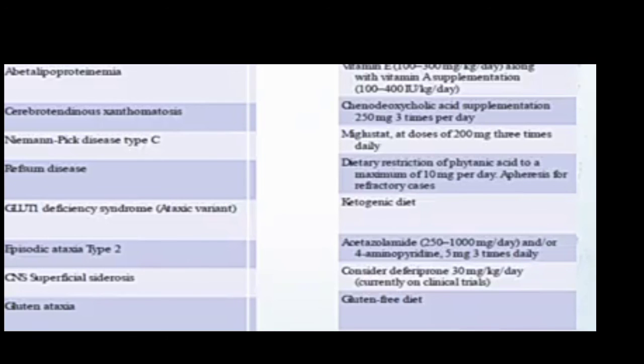But most importantly, gluten ataxia or celiac sprue related problem. There you advise a gluten-free diet, and of course one should not miss the immunological causes, where immunosuppression with IVIG and corticosteroids in multiple cases can be helpful. Recently, there are reports of idebenone being helpful in Friedreich's ataxia.